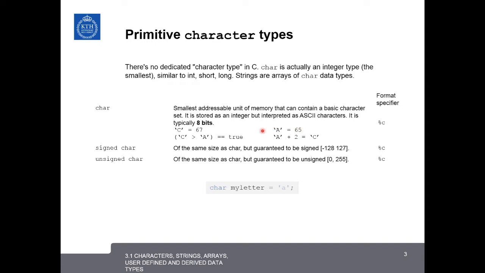You can use operations on these as if they were integers. So you can check and see if C is greater than A, and this will return true. And you can also add 2 to A, and that will give you C. You also have signed chars and unsigned chars, just like you have signed and unsigned ints. And these take ranges between -128 and 127, or 0 and 255. When using printf, the format specifier for a char is %c, and it's %s for strings.